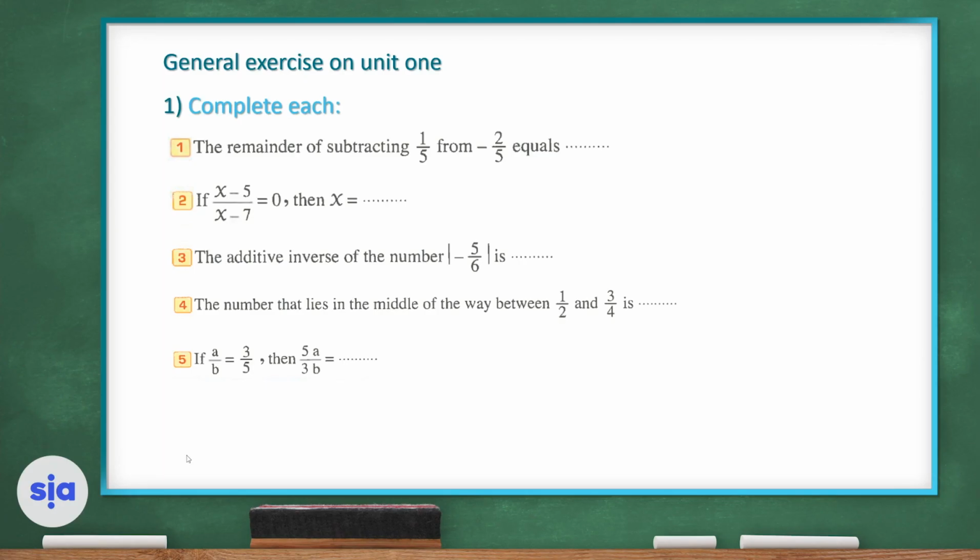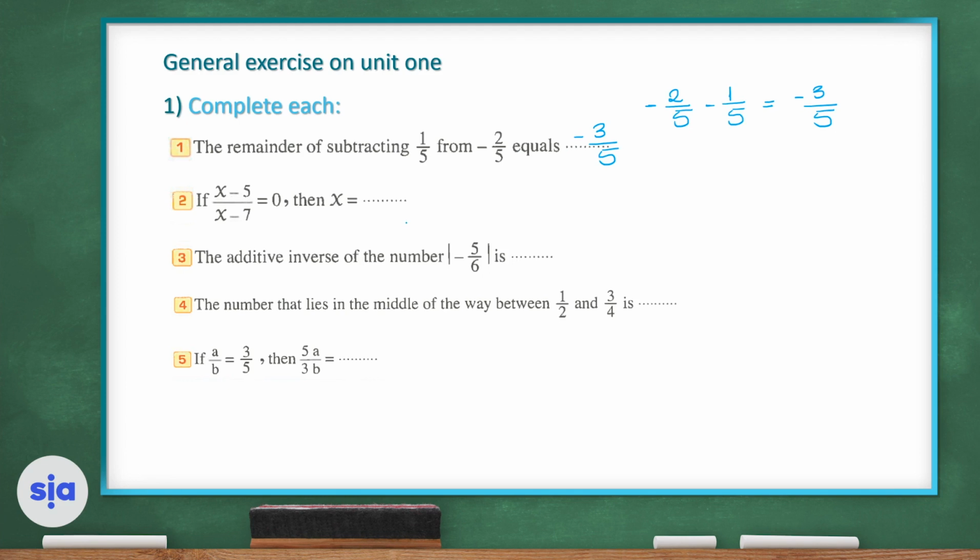Let's start. The first question is asking us to complete each of the following. The remainder of subtracting 1 over 5 from negative 2 over 5 equals what? So, when we subtract 1 over 5 from negative 2 over 5, we make it negative 2 over 5 minus 1 over 5. So the result is negative 3 over 5. So here the final answer is negative 3 over 5.